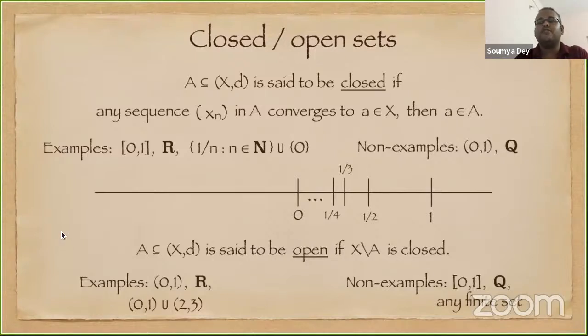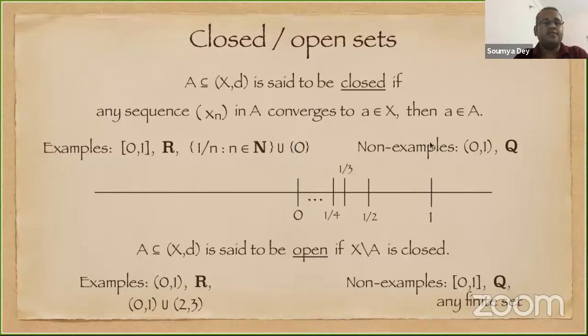Okay, so let's take some examples. So what are some examples of closed sets? The first example that comes to my mind is the closed interval 0, 1 in the real line. This is closed. You can take the whole real line itself. This is also closed. Or a bit more interesting would be you take this 1 by n sequence, the set of all 1 by n's where n varies over natural numbers, and you also put the 0 because it's the limit of this 1 by n. So you can check that this is also a closed set in R.